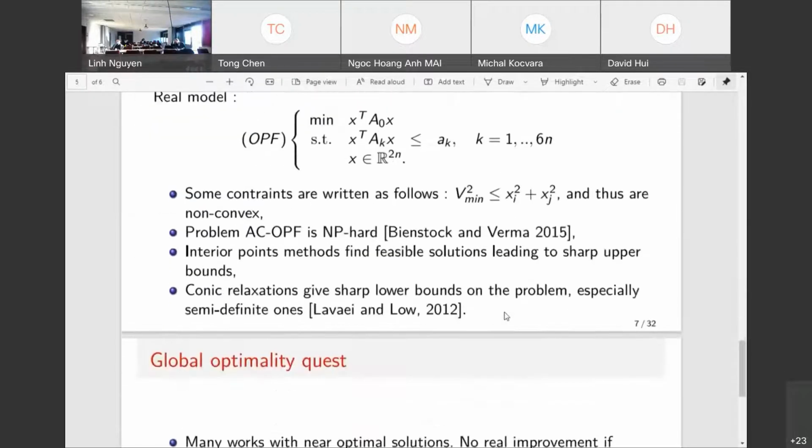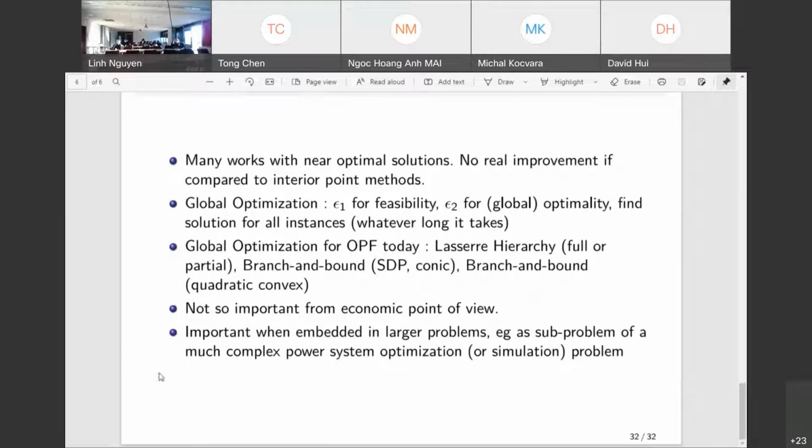And second, if we really have global optimization, then we could embed this into larger computation or simulation tools that need global optimality criteria. Okay, so this was for AC optimal power flow.